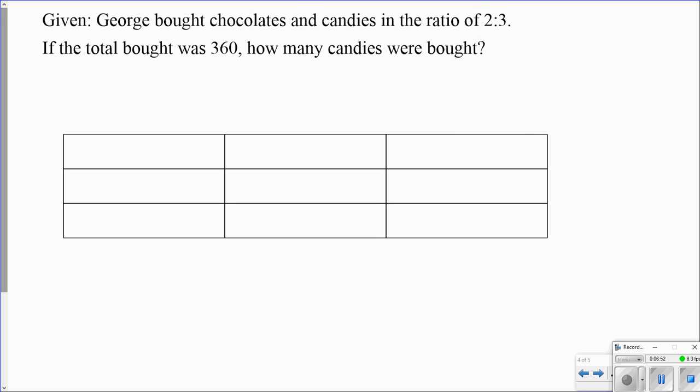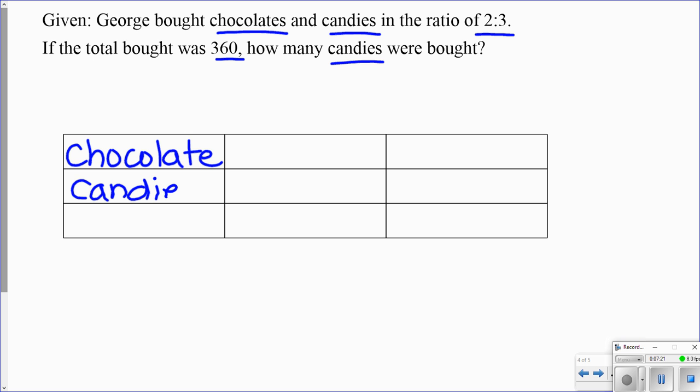This last problem, I have left a blank table for us to fill in together to see how it comes from the problem into the table. George bought chocolates and candies in the ratio of 2 to 3. So chocolates, candies, 2 to 3. If the total bought was 360, how many candies were bought? So I should have chocolate, candies, total. Chocolate ratio is 2 to candies of 3. If I add those, I get 5. And I know the total was 360.